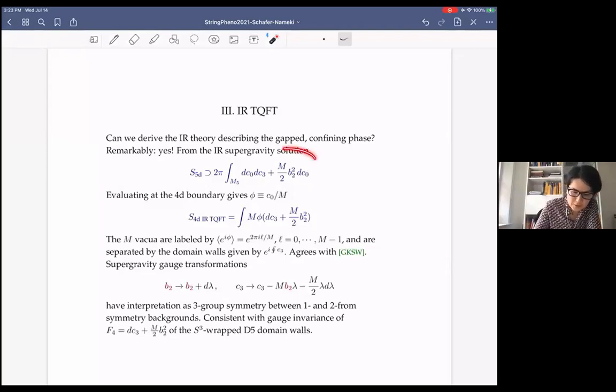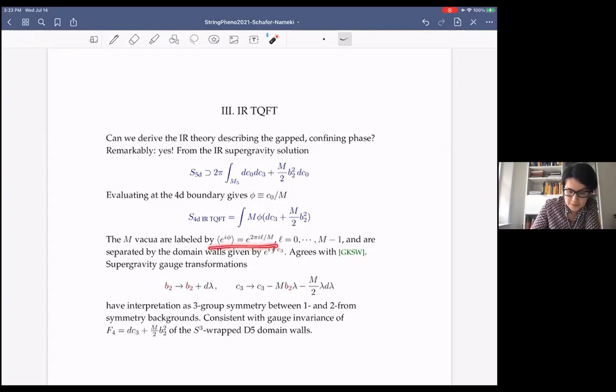There is this topological term, which is given in terms of C0, a C3 field, and again a coupling B2 squared dC0. We can evaluate this now on the 4-dimensional boundary. That gives rise to a TQFT by identifying this scalar field phi with C0 over M of this form here. And this is precisely the 4D TQFT that is proposed to match the anomaly, as well as to describe the TQFT of the confining phase of 4D N=1 SYM. So each of the vacua are labeled by values of phi.